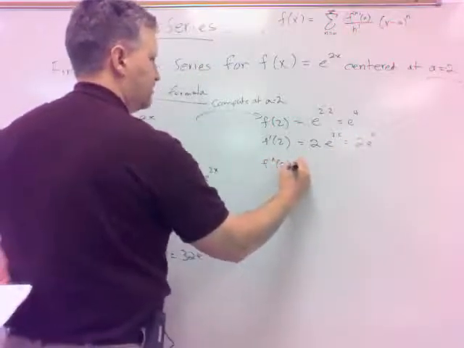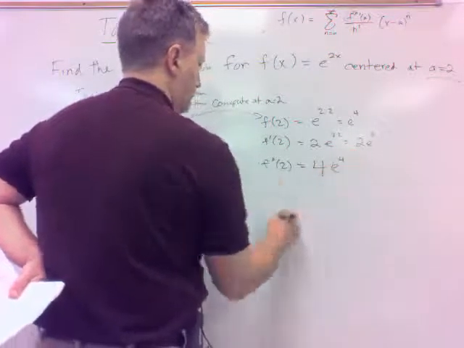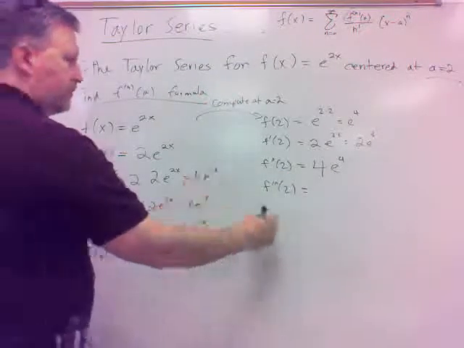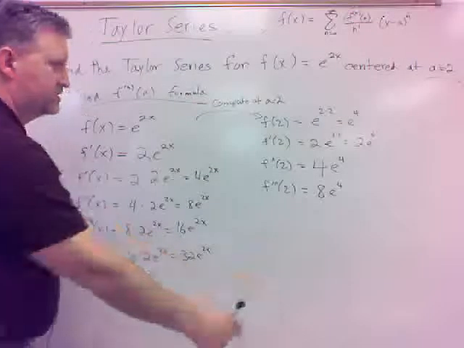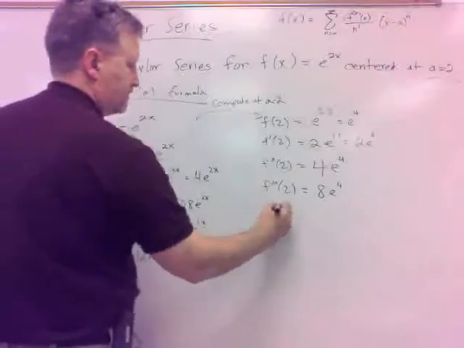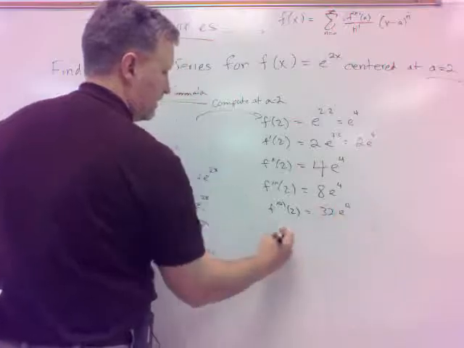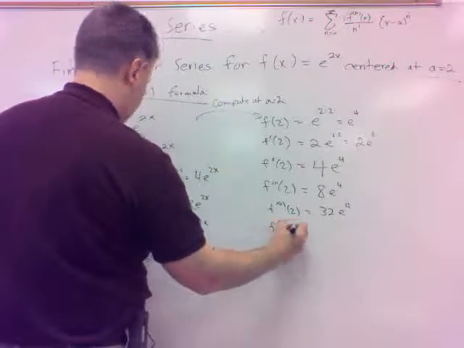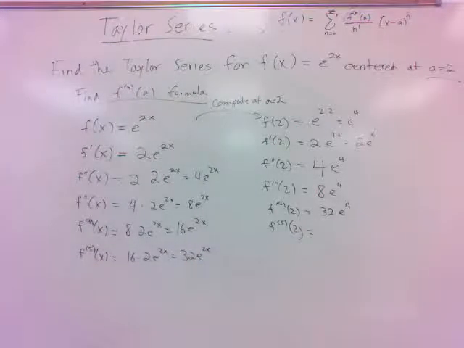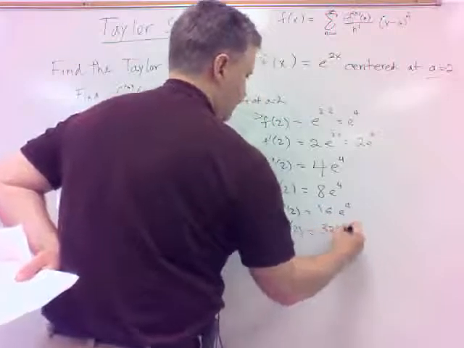All right, second derivative is 4e to the 4. Third derivative at 2 would be 8e to the 4. Really, all that's changing is the number in front. Fourth derivative at 2 is... did I do the fifth derivative? Oh, I see what I did. The fourth derivative is 16e to the 4, and the fifth derivative is 32e to the 4. Okay?